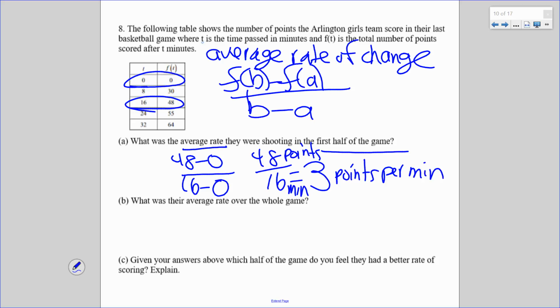What was our average rate over the whole game? Well, let's go back to St. Patty's Day green for that. That's from the beginning to the end. That's going to be 64 minus 0 over 32 minus 0.